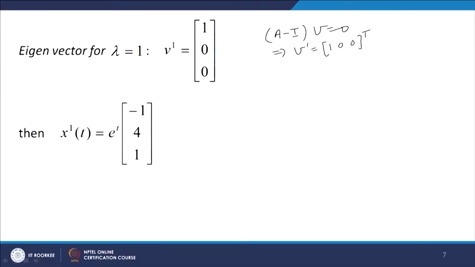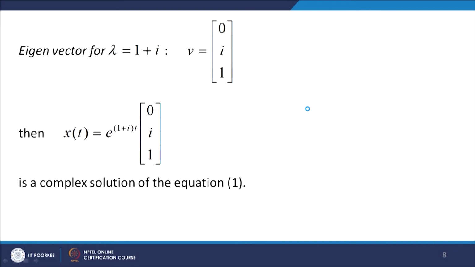So, the eigenvector for λ = 1 we can find by solving (A − I)v = 0. Then it turns out that b1 is the column vector (1 0 0), which we can write as the row vector (1 0 0) transpose. So, here x1(t) is equal to e^t times (1 0 0). So, this is one solution we have got. Now, for λ = 1 + i, we have to solve (A − (1 + i)I) times b equal to 0. So, what do you get?